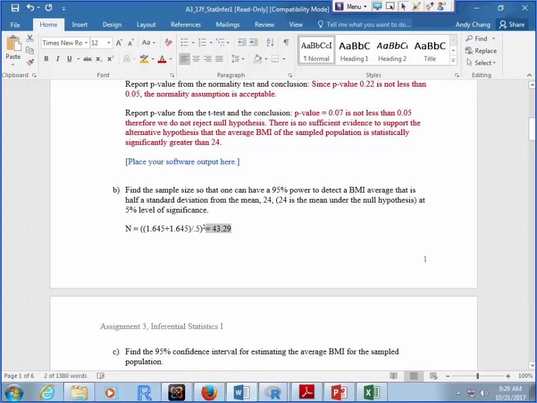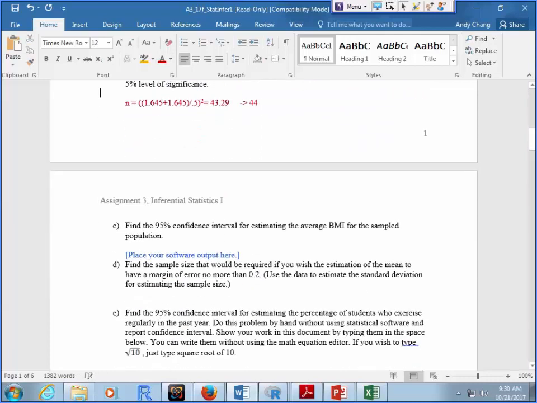So the sample size, usually we use a lowercase n to denote the sample size, you will always round up to 44. Always round up. When it comes to sample size, always round up, to be more conservative. The larger the sample, the better the power, right? Okay. Any questions? So that's the answer to this.